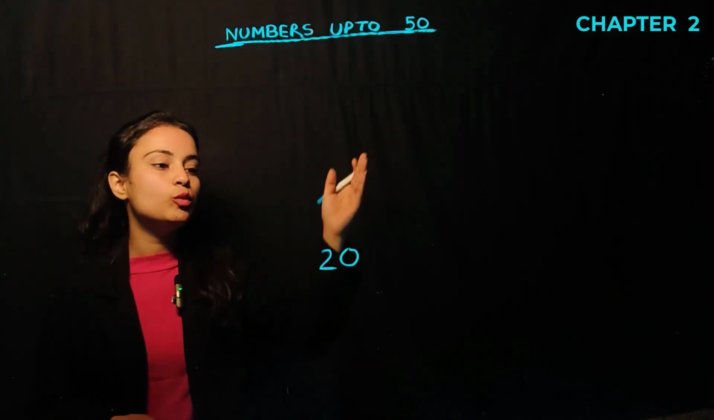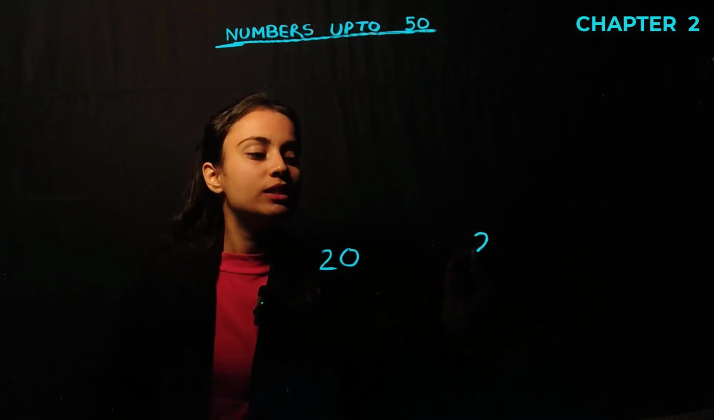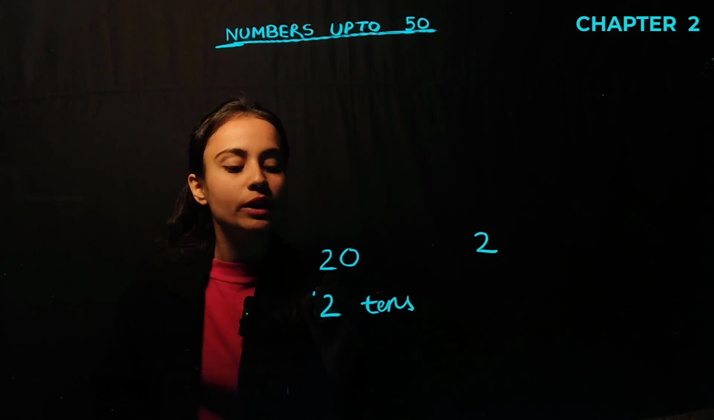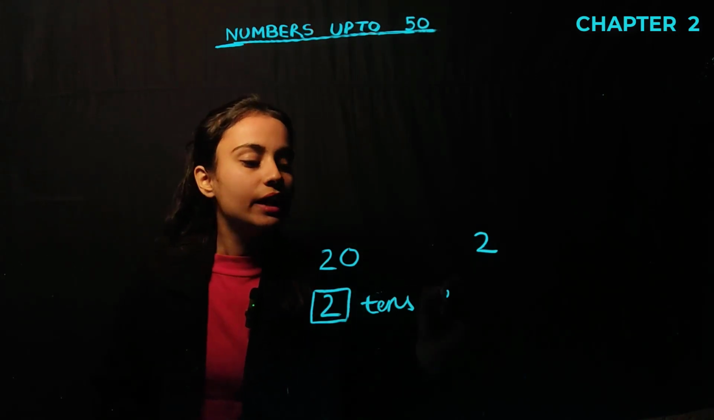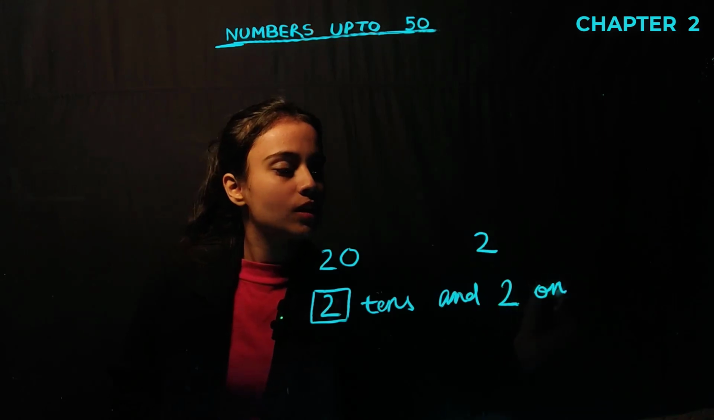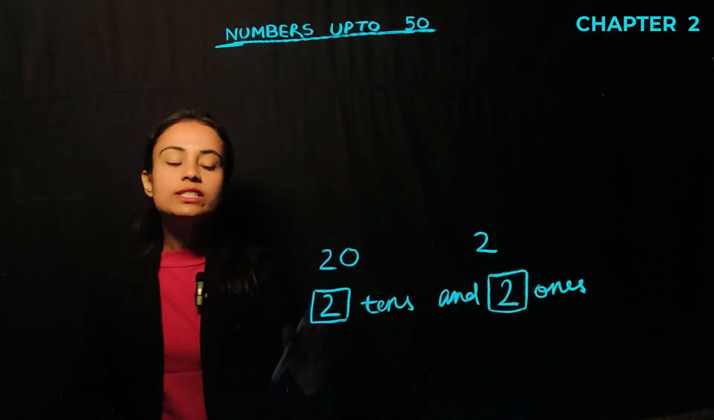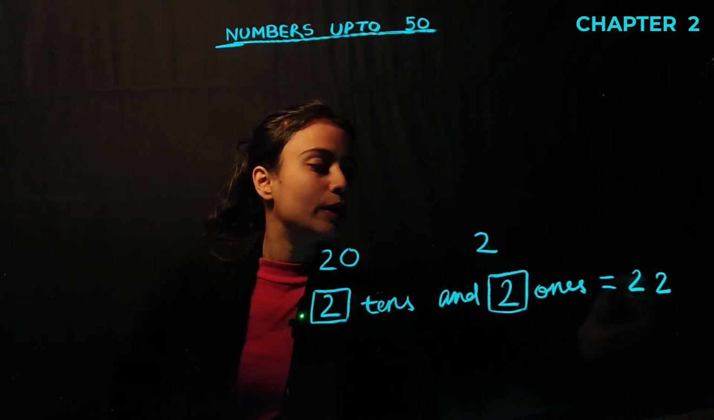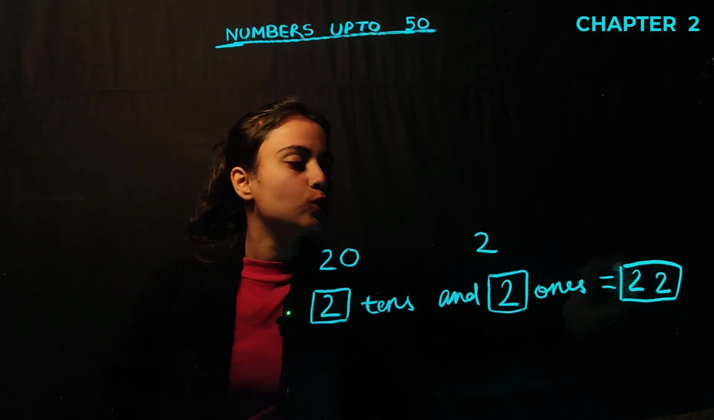And then we have 2 more apples, which means we have 2 tens. So we'll write 2 in the box. And we have 2 ones. So we'll write 2 in the other box. So 2 tens and 2 ones means 2, 2, 22. So we'll write 22 here.